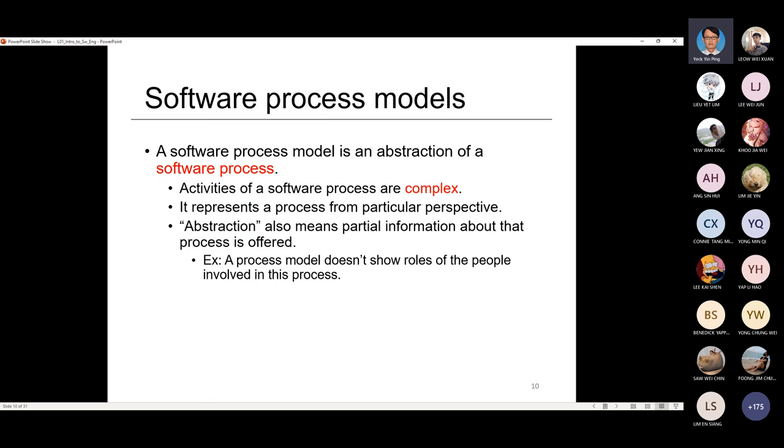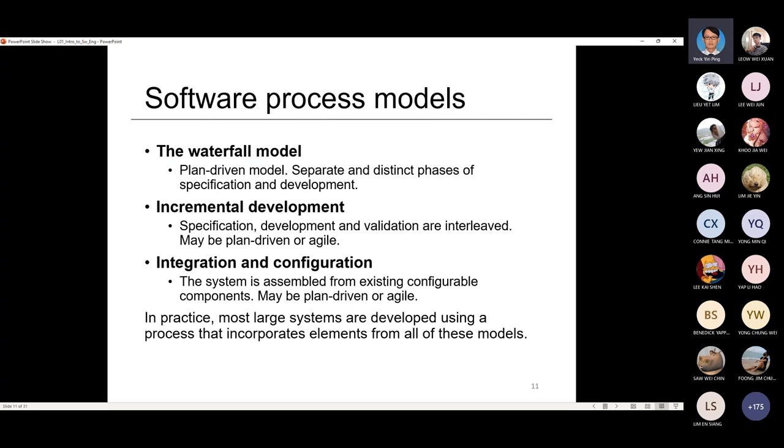Okay, so there are a few software process models that we cover, only three here. The first one is the waterfall model. This is a very traditional, very old software process model. I believe you studied this in the ADIS, in the OOSID classes, am I right? The next one is the incremental deployment model. The lecture for this course will emphasize more on incremental deployment and then integration and configuration. Okay, so integration and configuration is another process model.